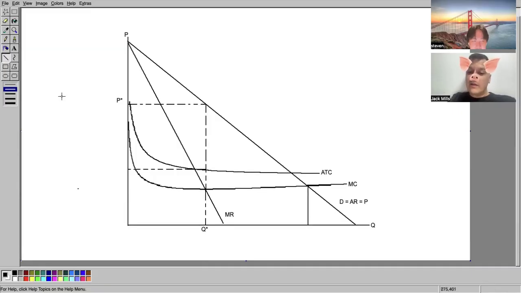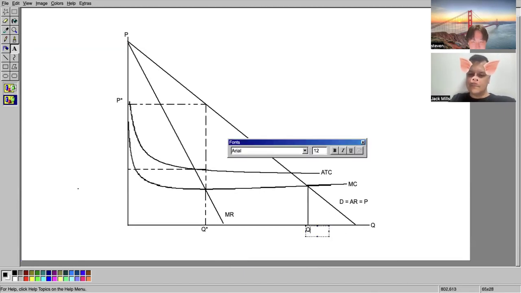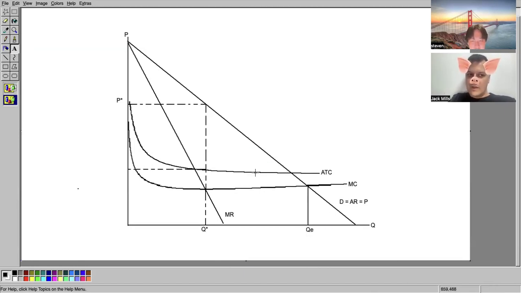Okay, wait. So what's the average total cost at that quantity? Call that QE. What is the average total cost? You have to drag it all the way up at that quantity, go all the way up to the cost curve, to the average total cost. Yes, we're going to draw a line up.